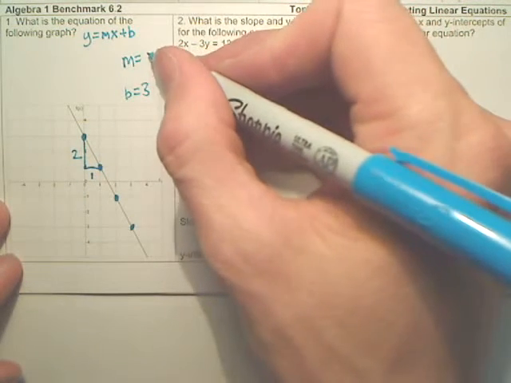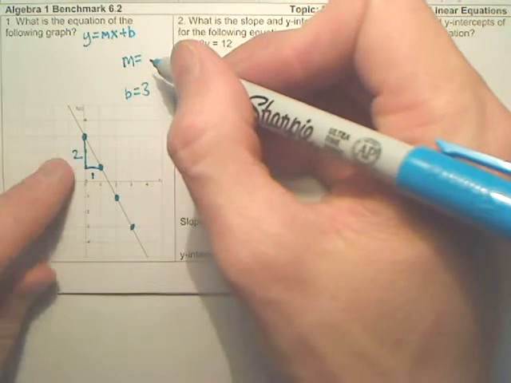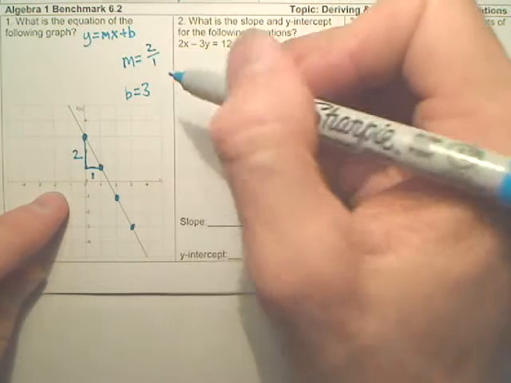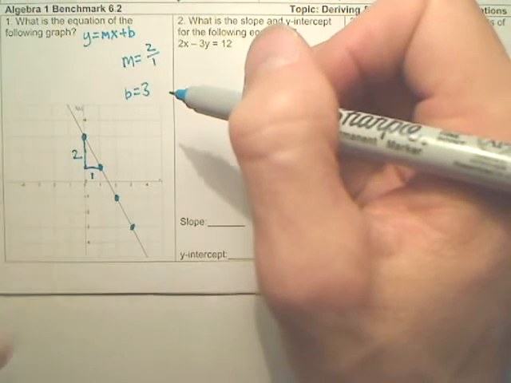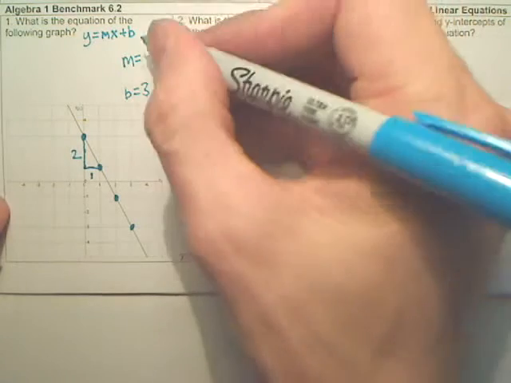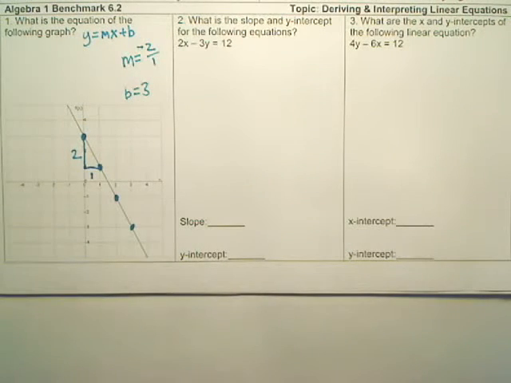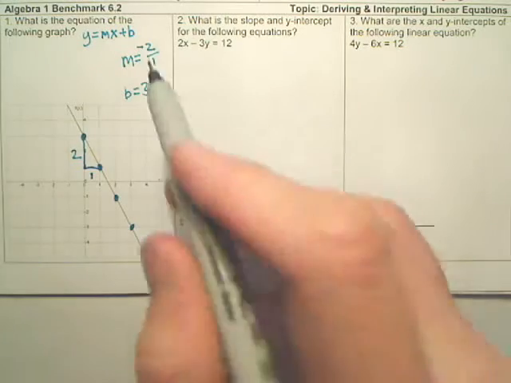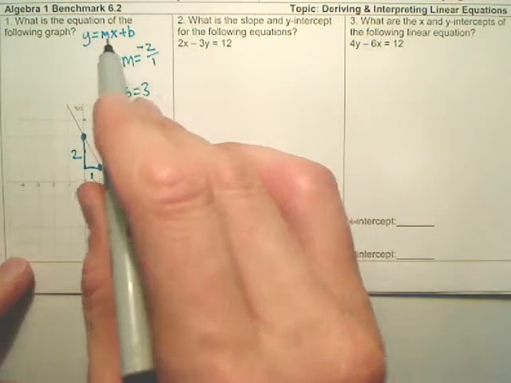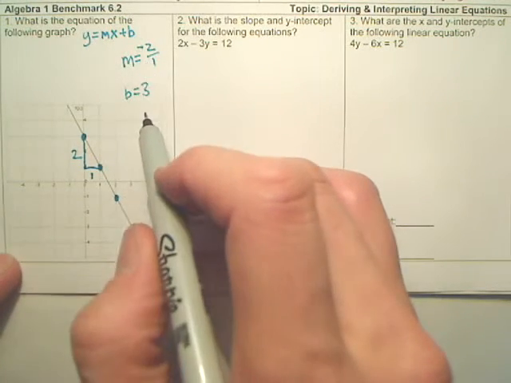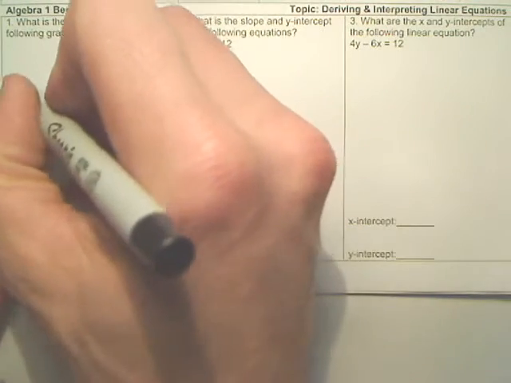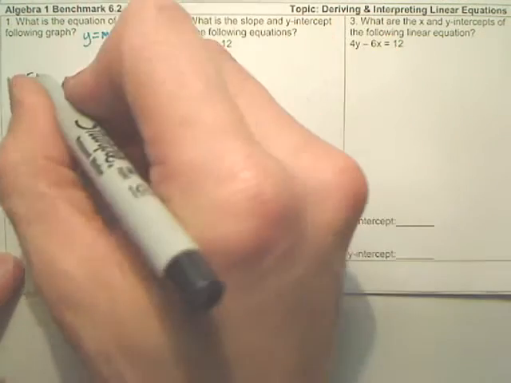So, is it 1 over 2 or 2 over 1? It's 2 over 1. And is it negative or positive? Are you downhill or uphill? So it's negative. Now, do we have everything we need to make the equation? Do we have the m and the b? Yes. So my equation, my m is negative 2.